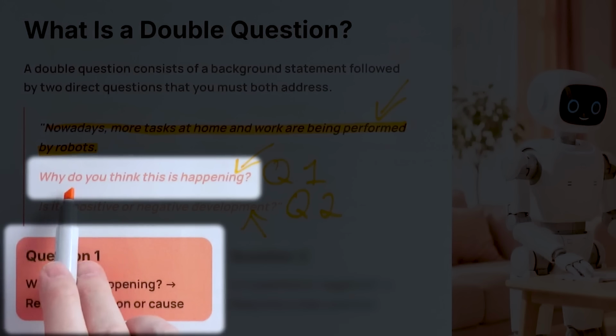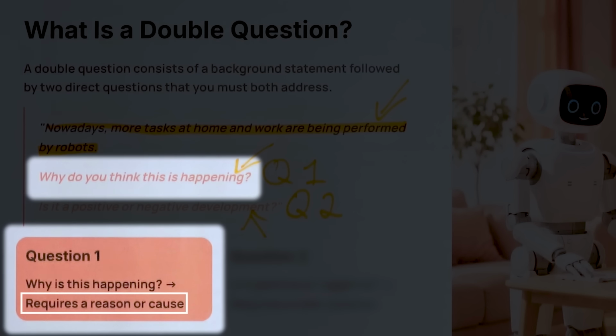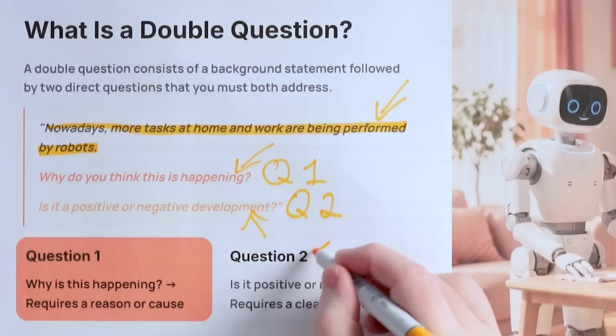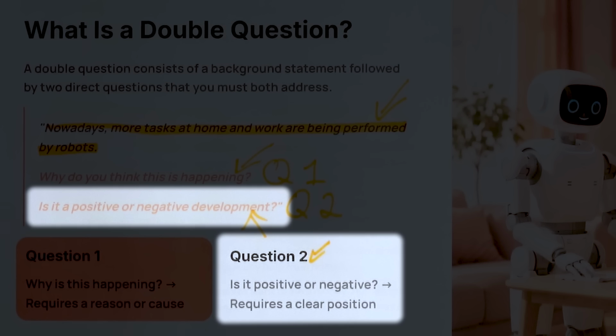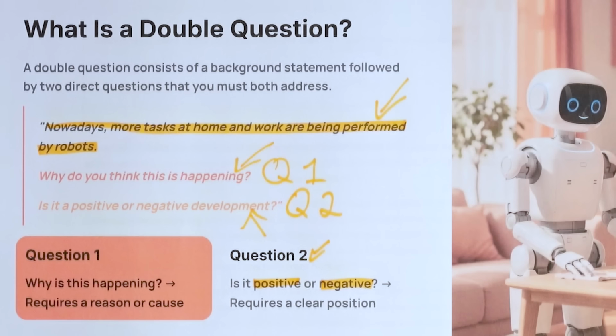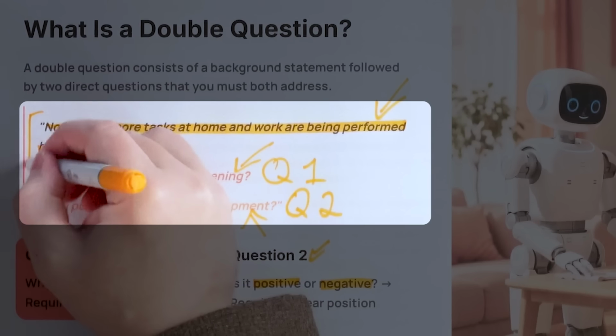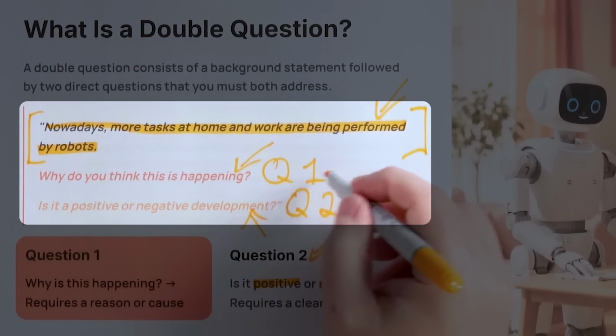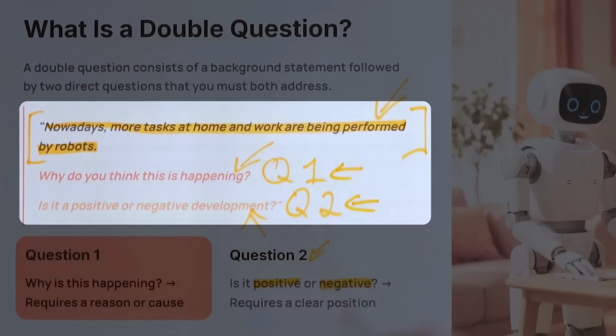So question 1 is, why do you think this is happening? So it requires you to say, here's a reason or maybe a cause. And question 2, is it a positive development or is it a negative development? It requires you to take a position. A position just means that you say, I think that it's positive, or I think that it's negative. We'll get into that in a little bit more detail later on in the lesson, but all you need to understand really for double questions is always you will get background statement, and then you will get question 1, and you will get question 2.